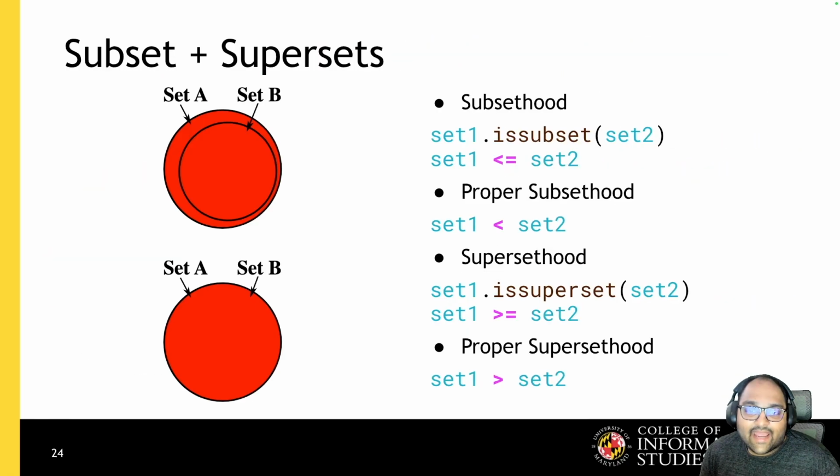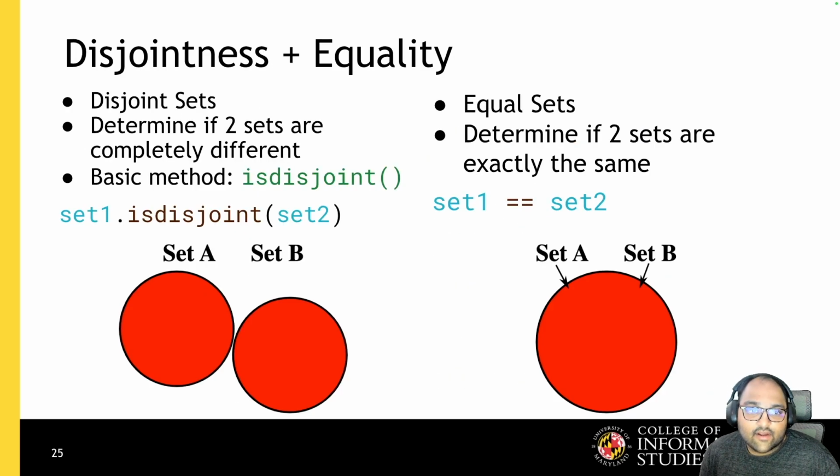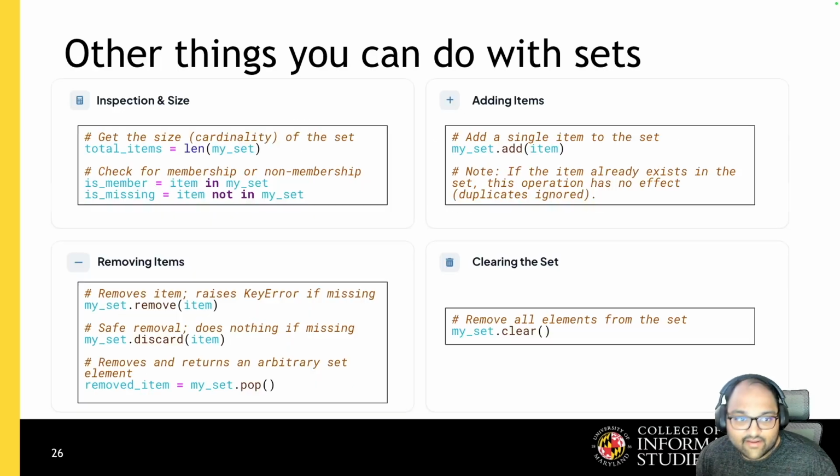Okay. Then you can also do subset. You can say, hey, is set 1 a subset of set 2? Or is set 1 a superset of set 2? So set A contains set B, and so on. Then you can also do disjointness, where you say, hey, are these two sets completely different, by using disjoint? Or you can determine whether these sets are exactly the same, because they could have different orders but still be the same set.